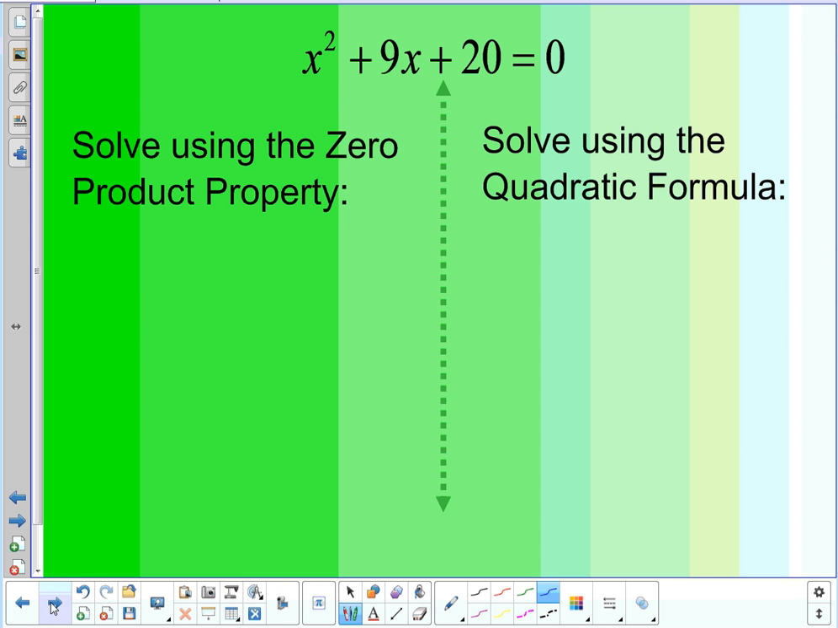So let's take a look at number 1. It says I have the quadratic x squared plus 9x plus 20 equals 0. And I'm going to solve by using the zero product property, and then I'm also going to solve using the quadratic formula, and we'll just see what the difference is.